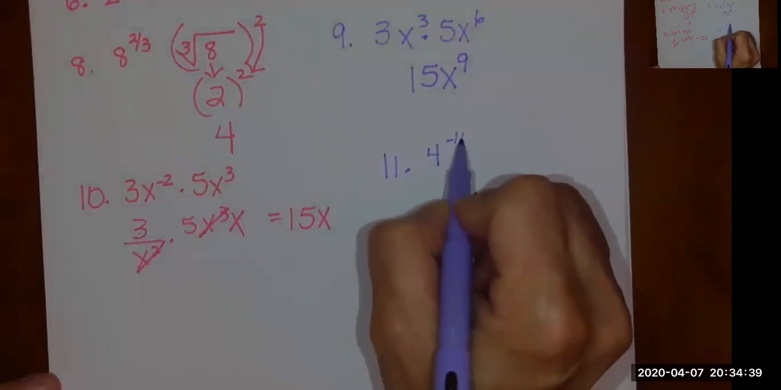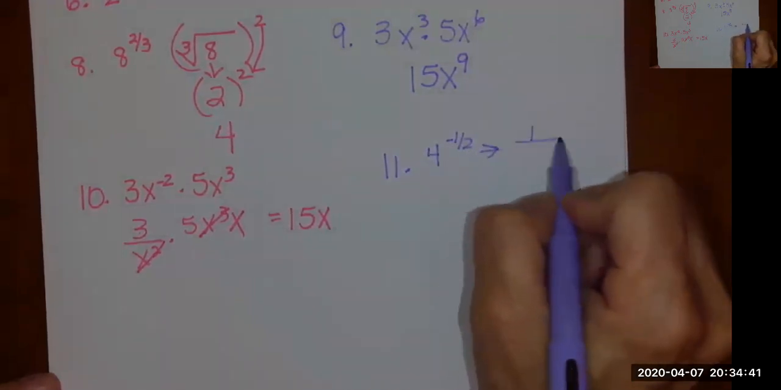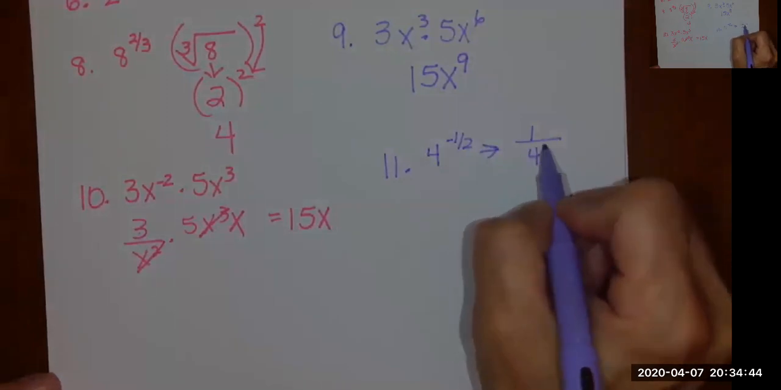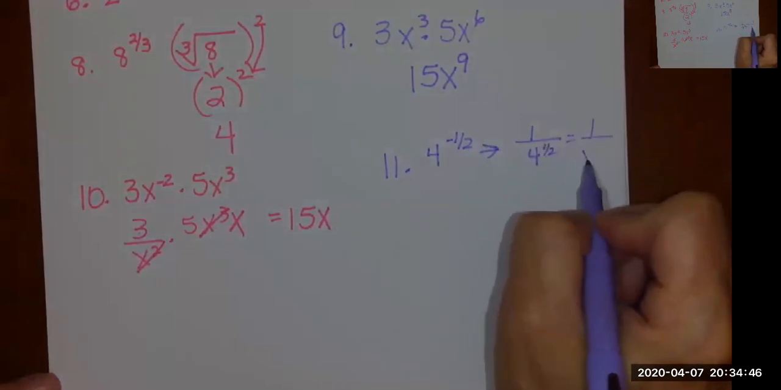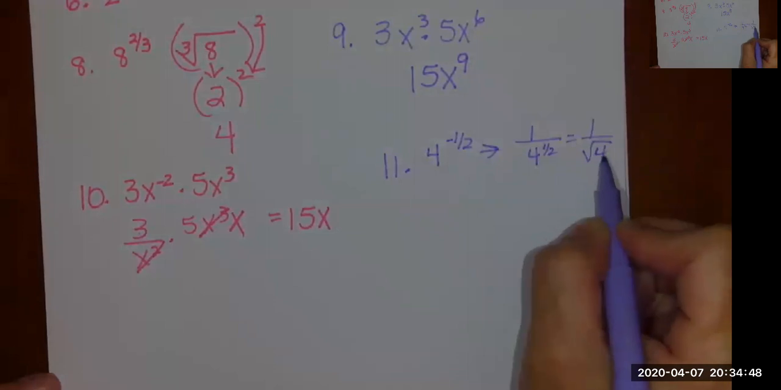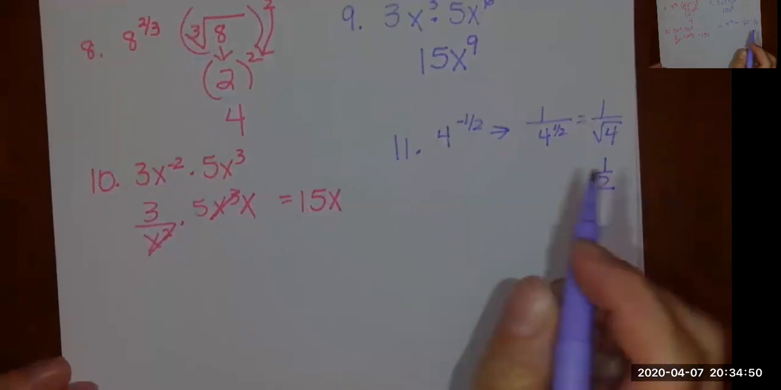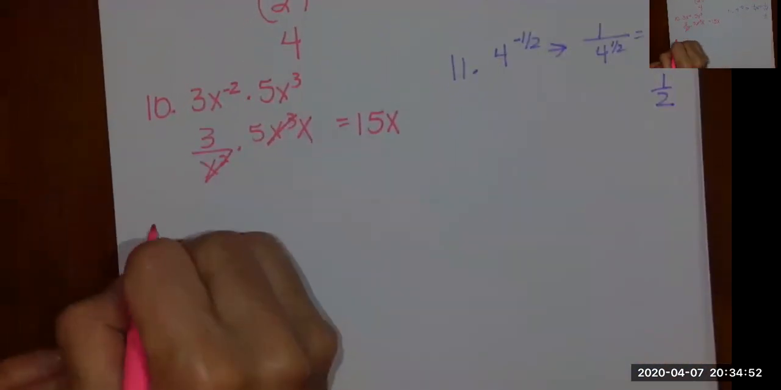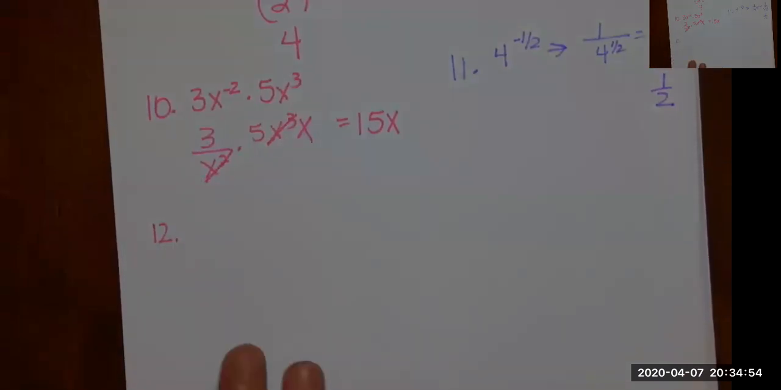4 to the -1/2 simply means 1 over 4 to the 1/2, which is 1 over the square root of 4, which is, of course, the square root of 4 is 2, so it's 1/2. Look at number 12. And again, these are prerequisites.